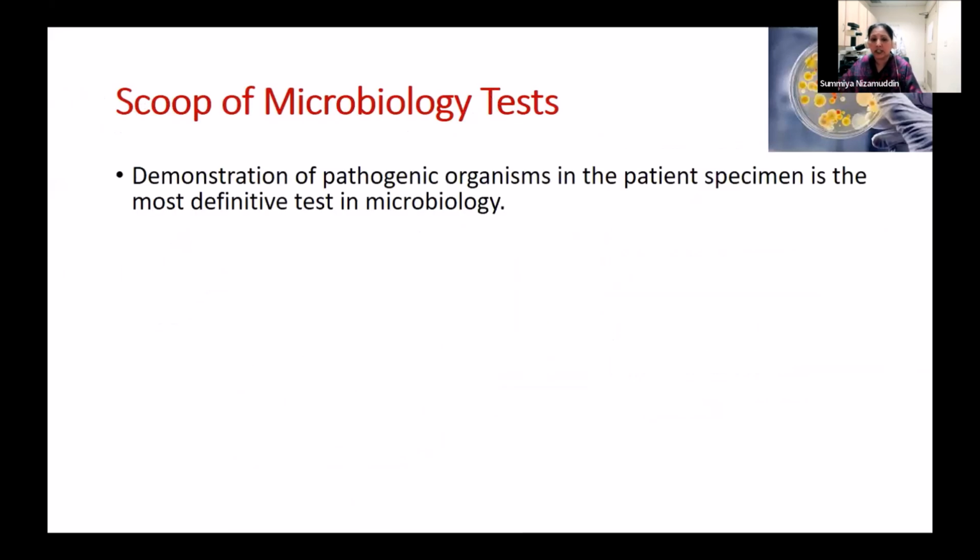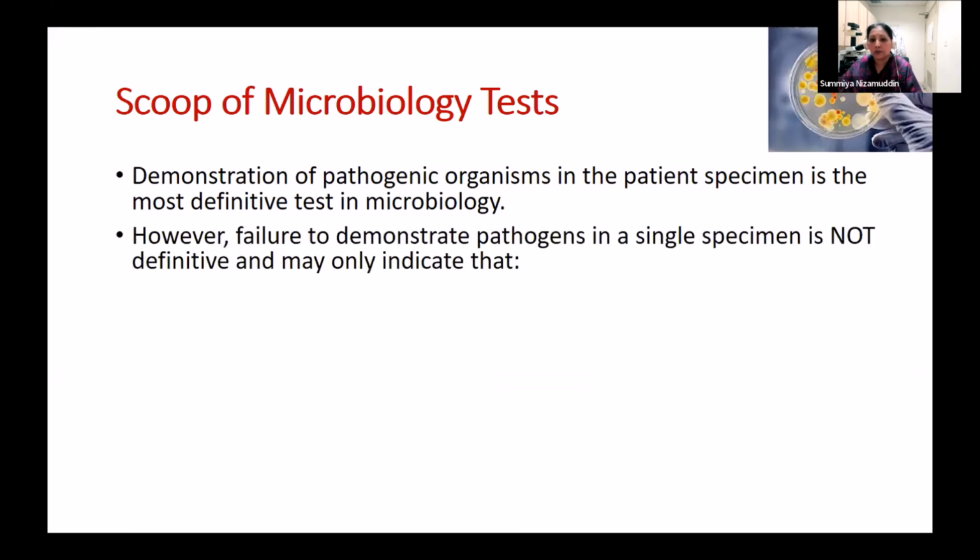This slide is basically to tell you what microbiology tests would be able to tell you, or what information we would be able to provide you in reference to the samples that are submitted to the lab. So demonstration of pathogenic organisms in the patient specimen is the most definitive test in microbiology. But this would only be possible if there is an adequate number of bugs or pathogens present in that particular specimen. And of course, this would only be possible if the patient actually has an infection.